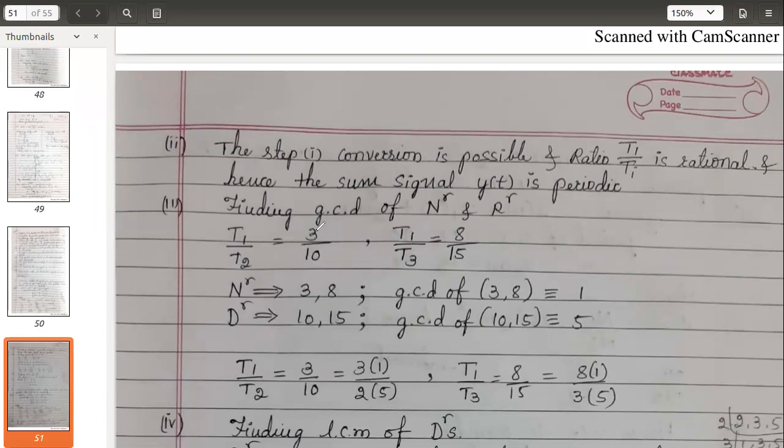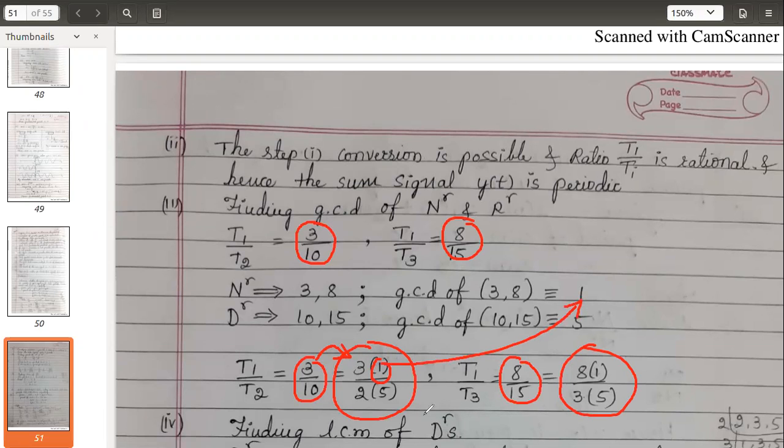Now what I will do is, these ratios, in the same step, in the third step only, I will try to represent in the GCD form. You observe what is the difference. 3 I have written as it is for the numerator, and this 1 represents the numerator's GCD. And this denominator 10, I have split into 2 into 5, wherein 5 represents the denominator GCD.